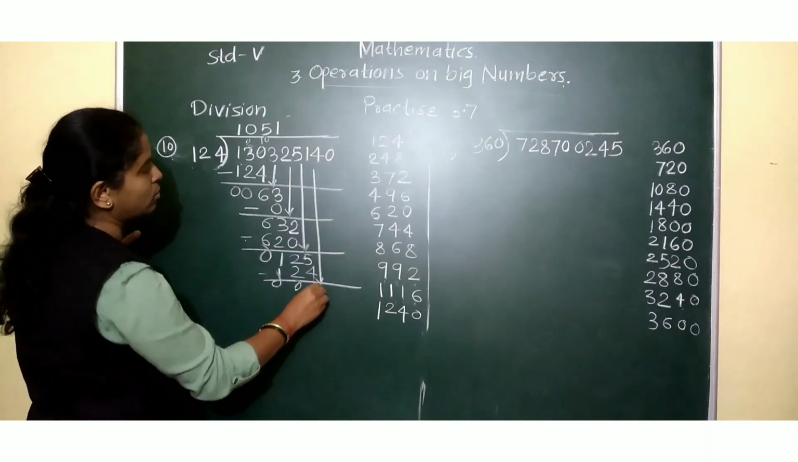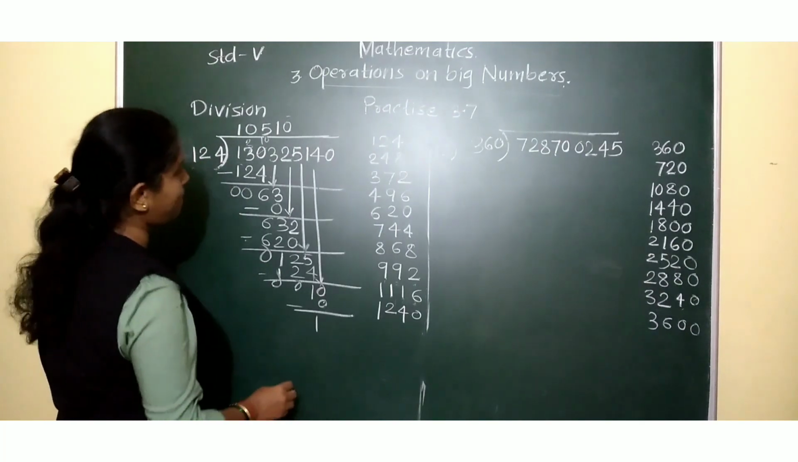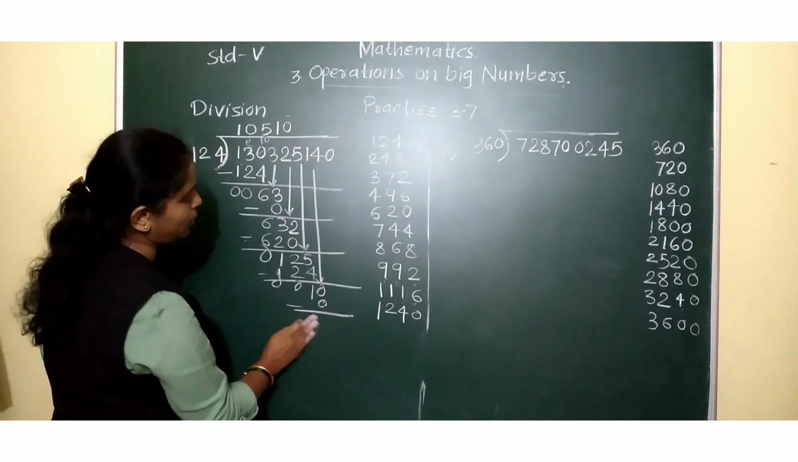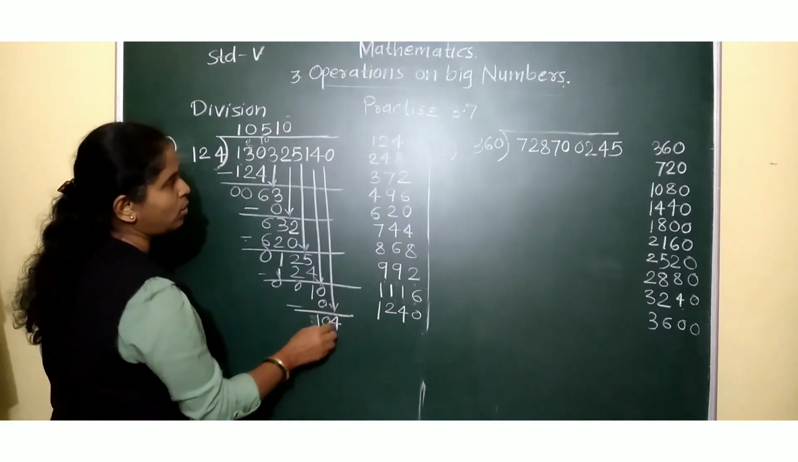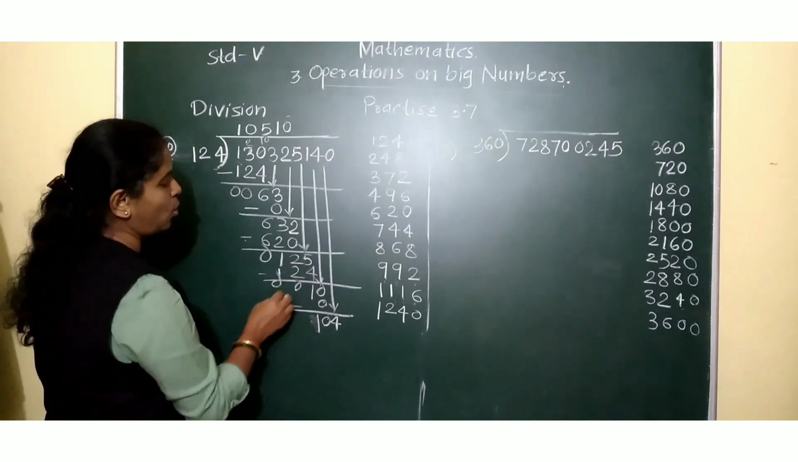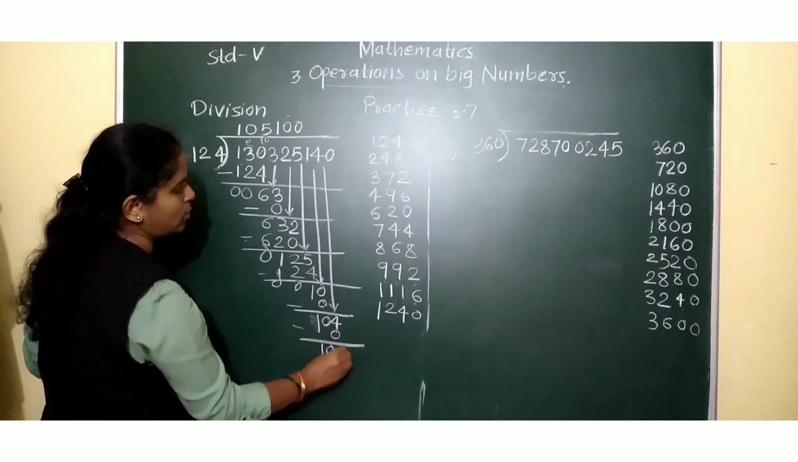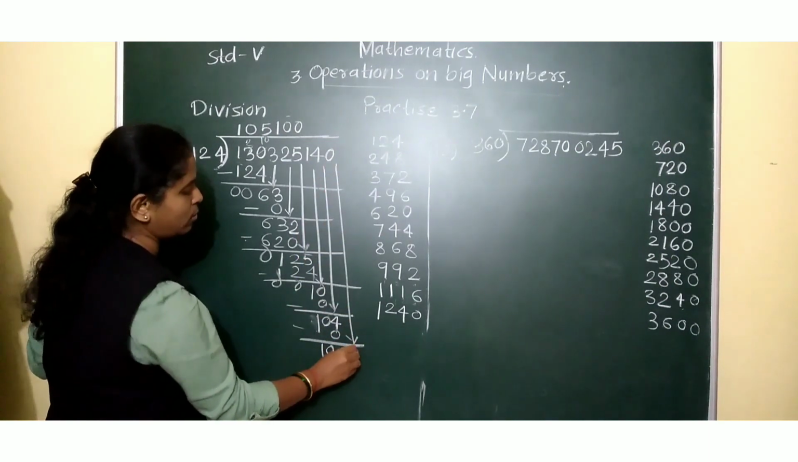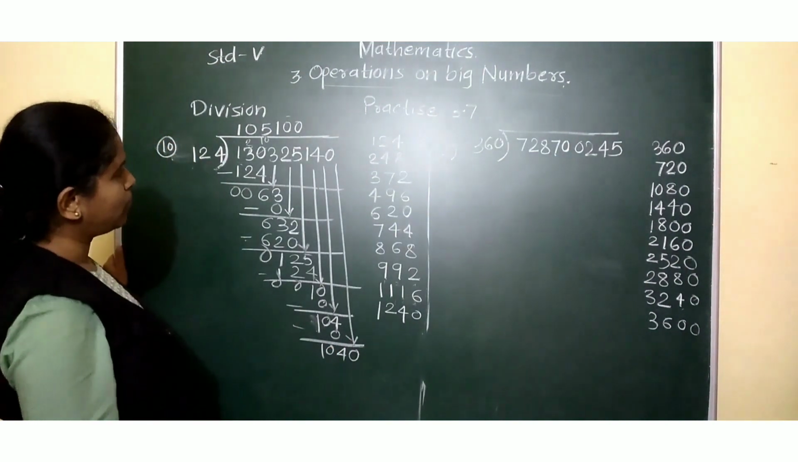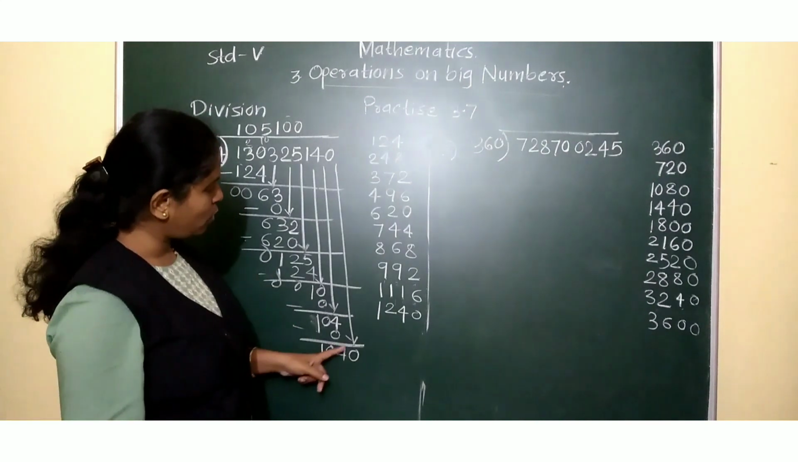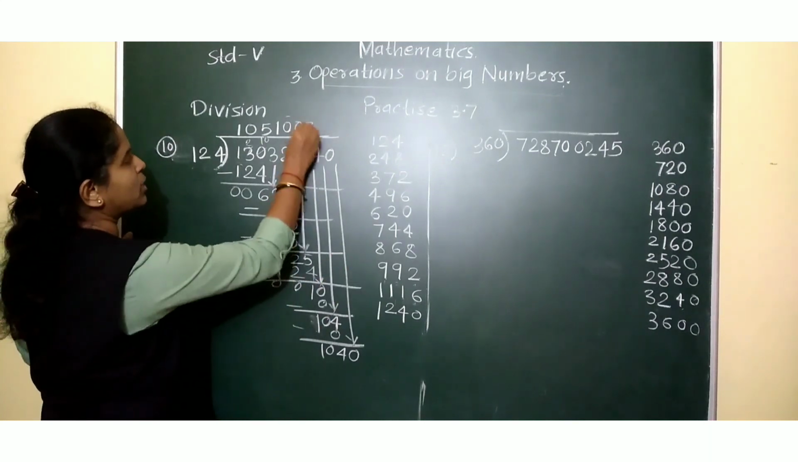Take 1 down. 0s are. Okay. 10 0. Now take this 4 down. Now which number is close to this? No. So again 0. And take this last 0 here. Now 1040. Okay. Which number is close to 1040? This 992. And which place? 8th place.